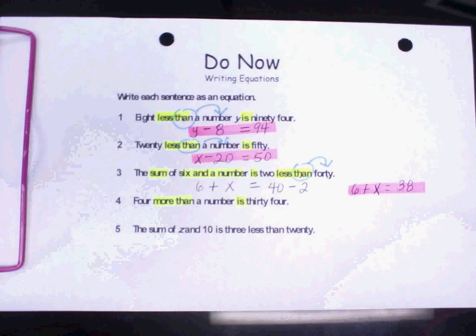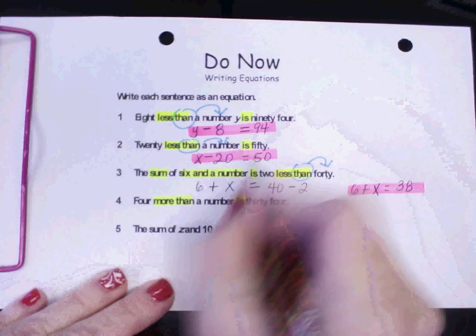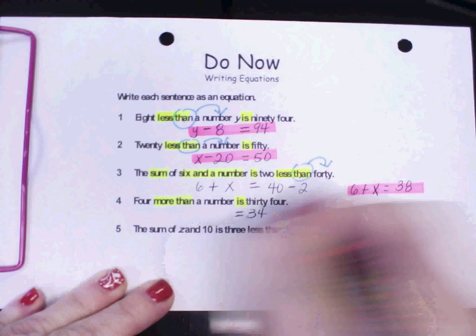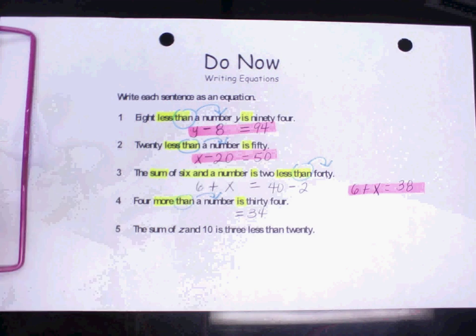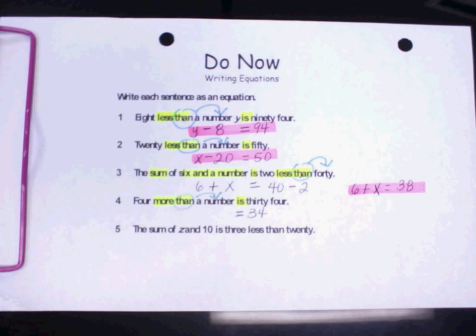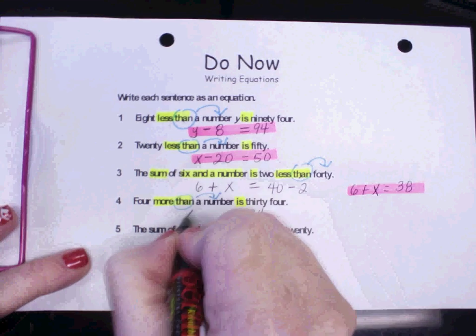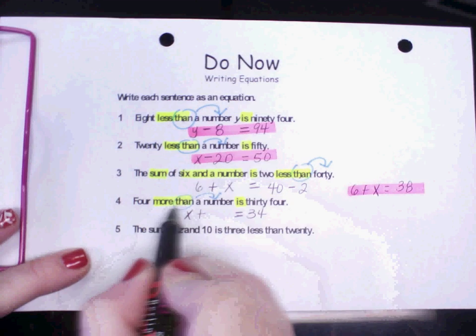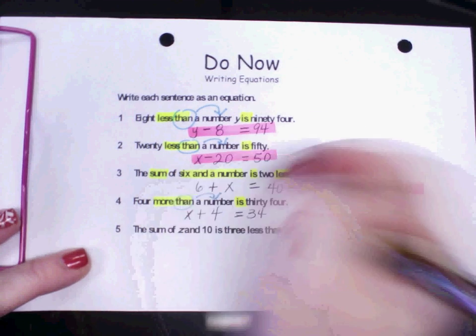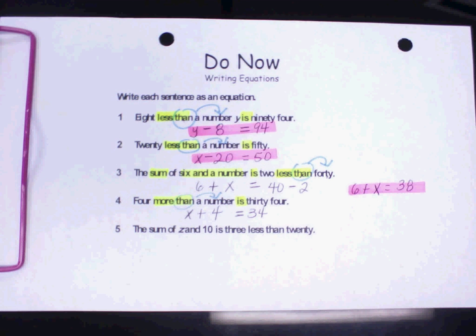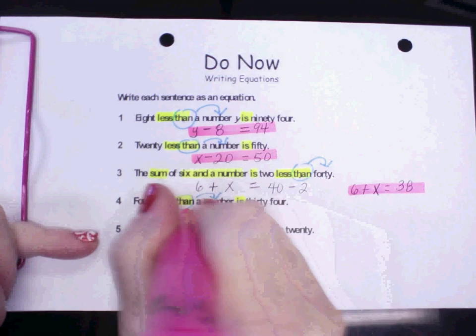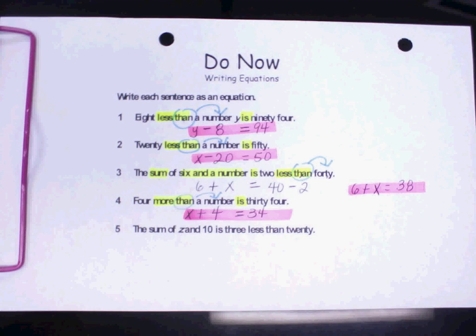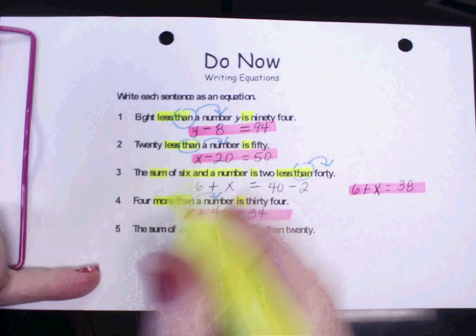All right. 4 more than a number is 34. So that's my equal sign. What is it equal to? 34. Whatever goes after then, you write first. Do you know that number? So that would be what? X plus, because that would be more than, and that would be 4. Put it in the notebook.